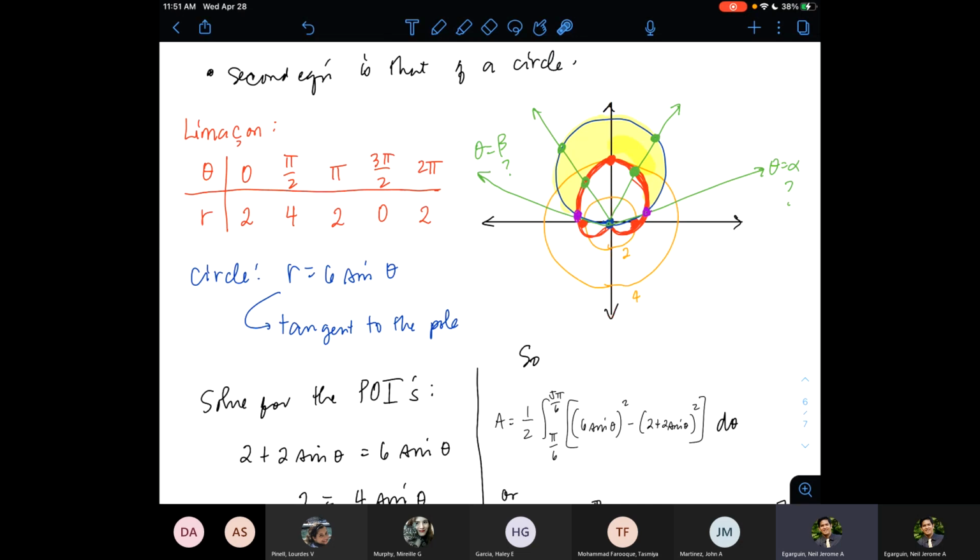So I can simply afford to integrate from pi over 6 all the way until pi over 2. I'll get the area of this region. Just multiply that area by 2. I'll get the area of the entire region. Okay?